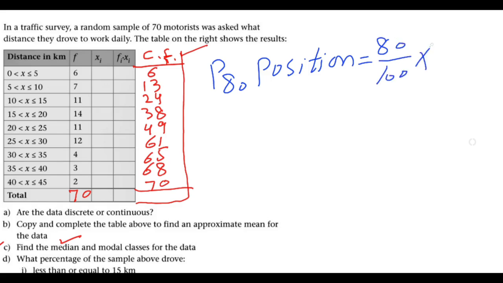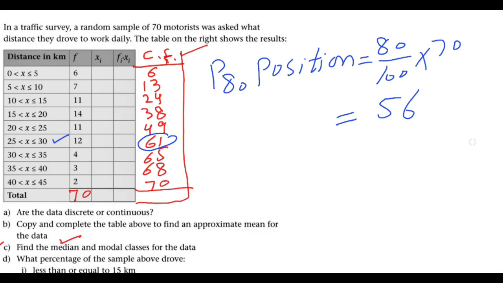80th percentile, P80. So we need to find the P80 percentile position. 80 over 100 multiplied by 70. I use my calculator. My answer is 56. So I need to look where the 56 falls in the cumulative frequency. 56 falls in here. So the class interval is between 25 and 30.